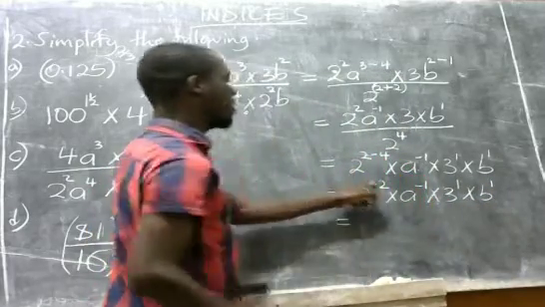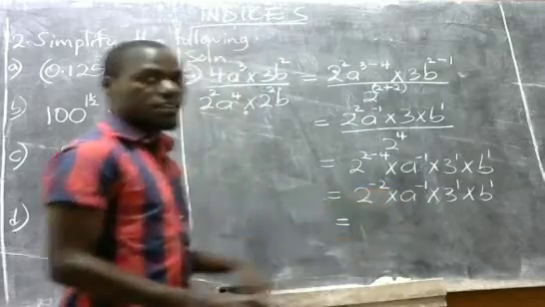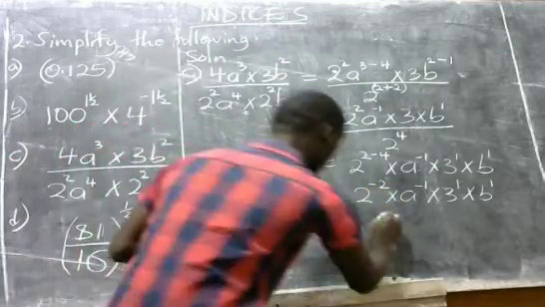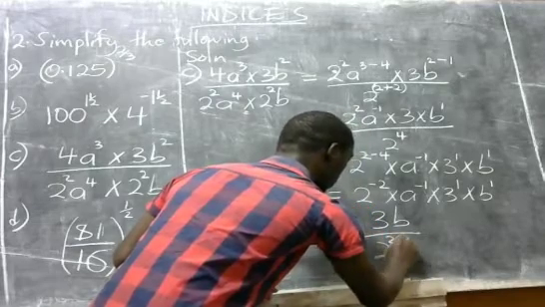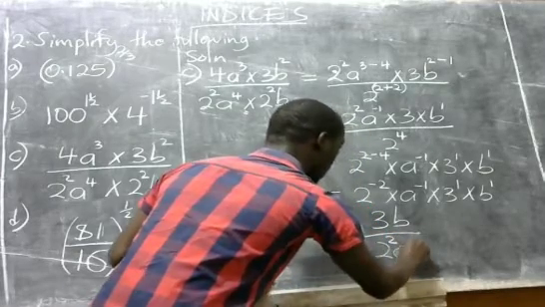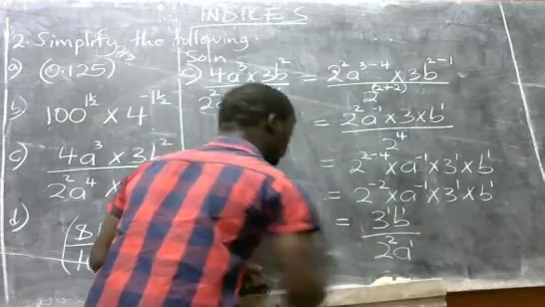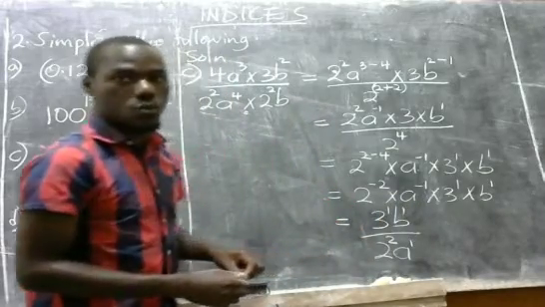Then I can take this having negative in the denominator. So that's going to be 3B all over 2 squared, then times A power 1. These ones also, they are raised to 1.